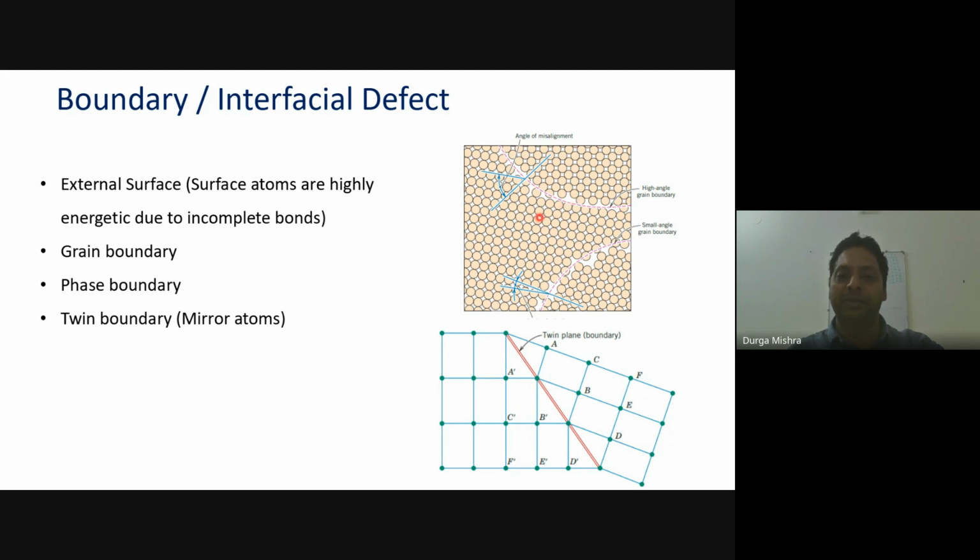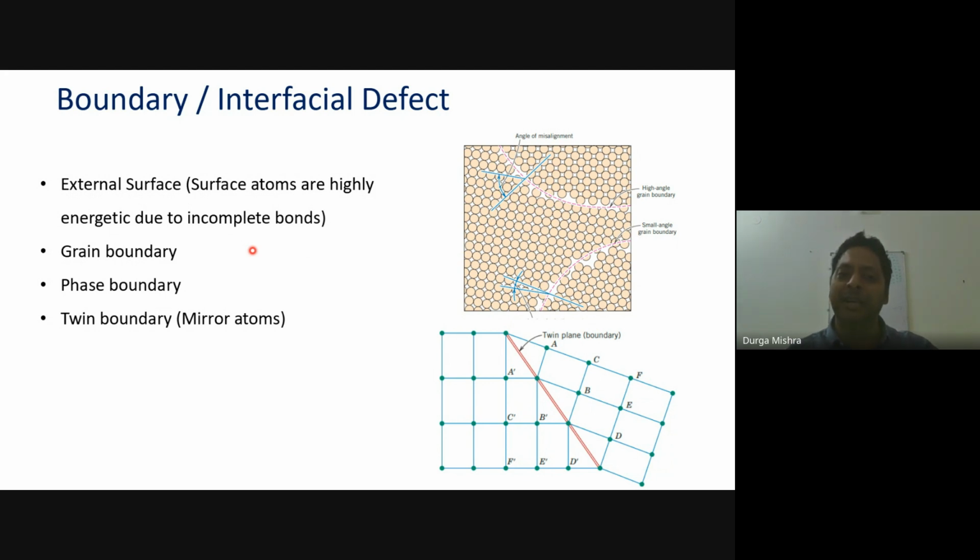But if I have a phase boundary, I will have two different phases. So this can be different. This is one kind of atom, and this can be a different kind of atom. When they meet, they will form a boundary which we call a phase boundary. This is also a kind of interfacial defect.